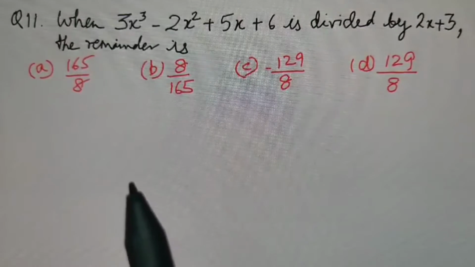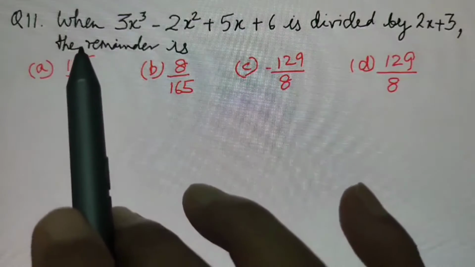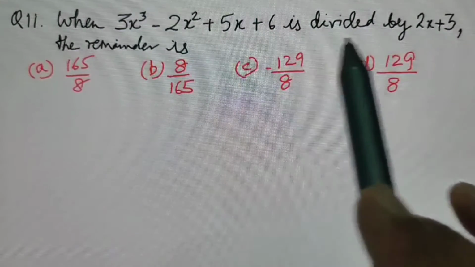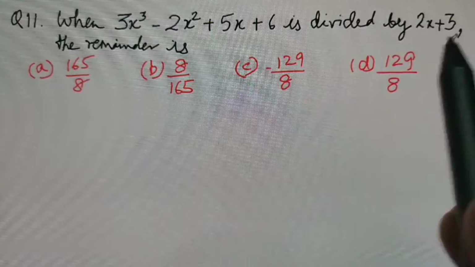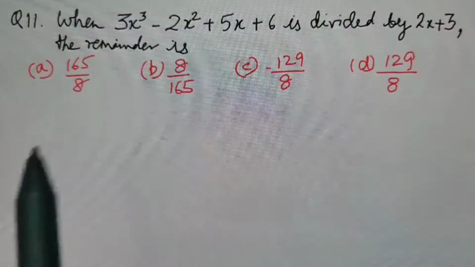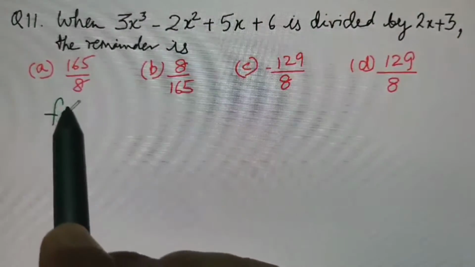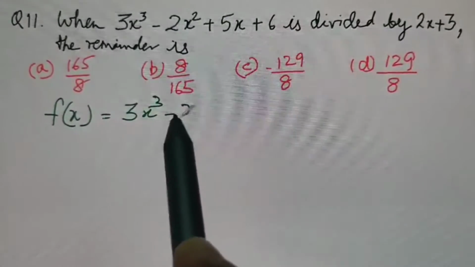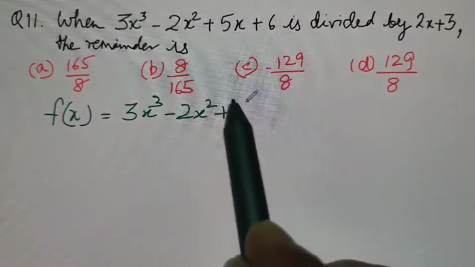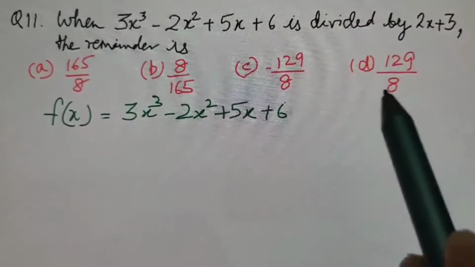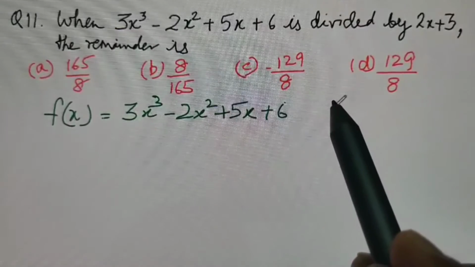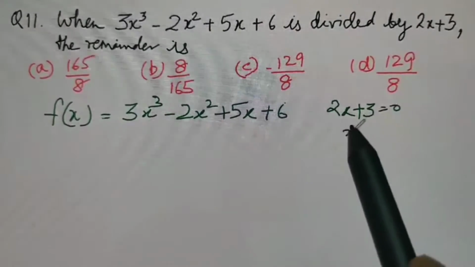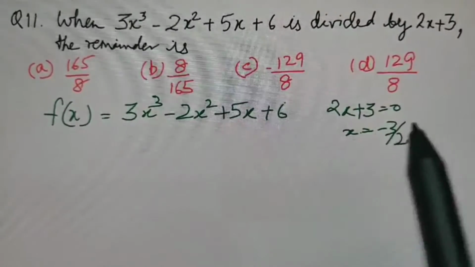Okay, fine. Let's take up the next question. Now the next question says that when 3x cubed minus 2x squared plus 5x plus 6 is divided by 2x plus 3, what is going to be the remainder? Now here f of x is given as 3x cubed minus 2x squared plus 5x plus 6. Now what is the remainder here? The value of x comes to be minus 3 upon 2.